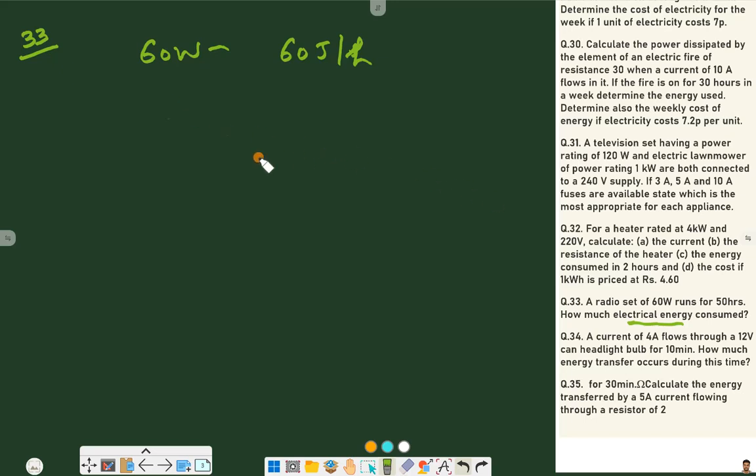Now for 50 hours it will be 60 into 50, or it will be 3000 joules. And if it is given as joule per second, then the answer will be 60 into 50, and it is joule per second, then we have to multiply the amount of seconds, and this will be the answer depending upon the type of question. It is given in kilowatt hour or in watt hour or watt second, the answer will change.